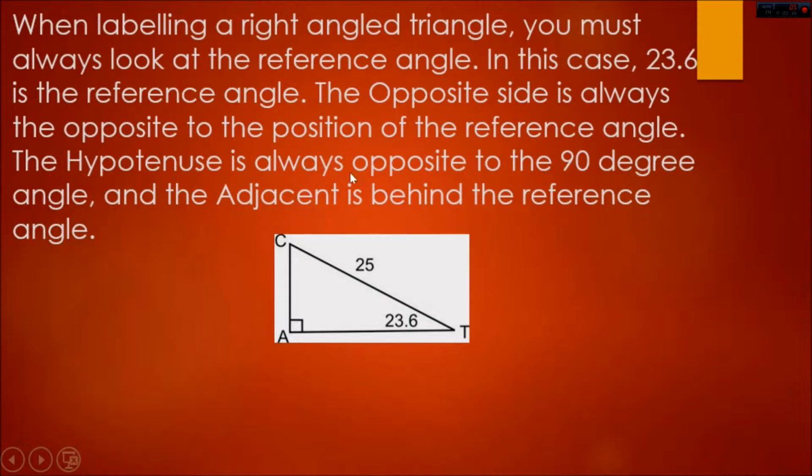The hypotenuse is always the opposite of the 90-degree angle, which is this one, because this is the 90-degree angle and this is the opposite. And then last but least is the adjacent, which is always behind the reference angle. This is the reference angle, so the adjacent is supposed to be there.